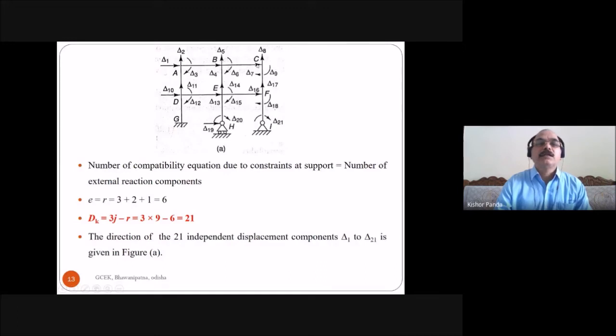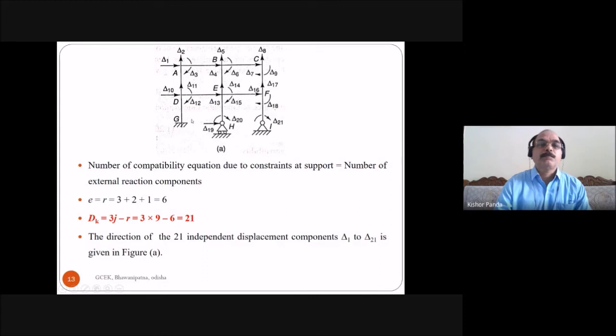Joint C has 3 displacements: delta 7, delta 8, delta 9. Then D has 3 displacements: delta 10, 11, 12. Then joint E has 3 displacements: 13, 14 and 15. F has 3 displacements: 16, 17, 18. But due to the fixed support there is no displacement.